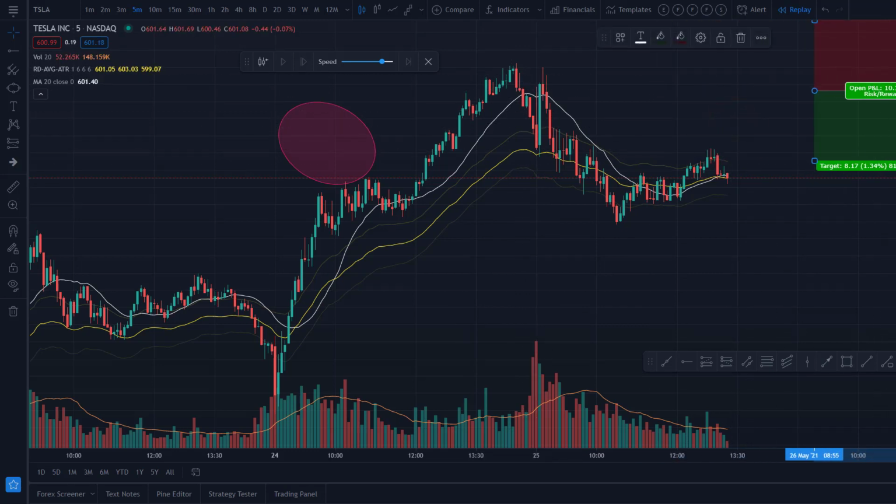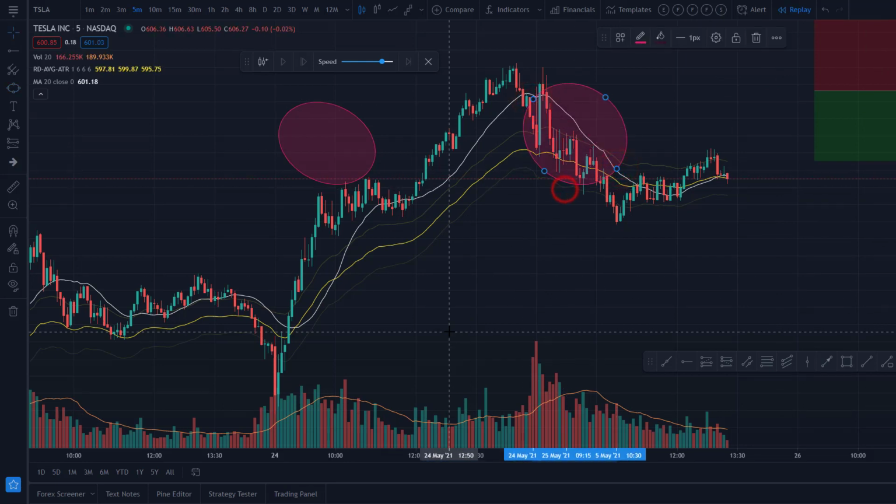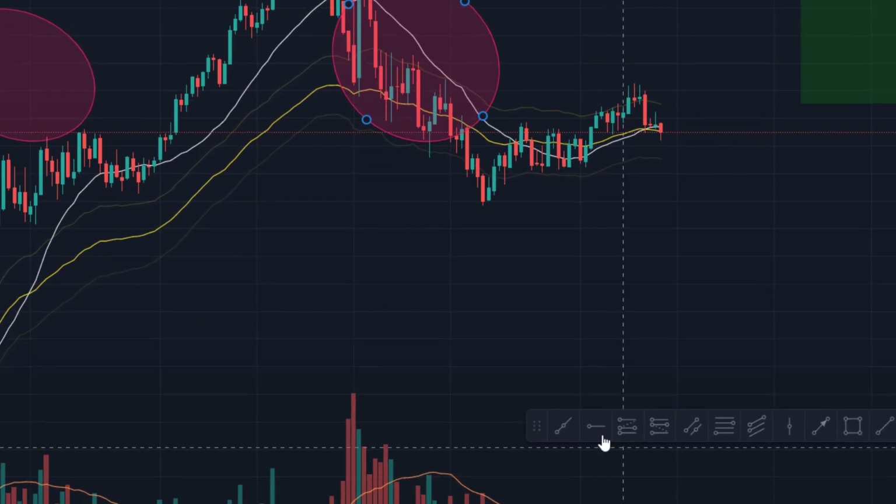And what did it do? Well, here in this area, it turned. Any long trade you're doing in this area is a fade trade. You're fading the overall momentum on this time frame.